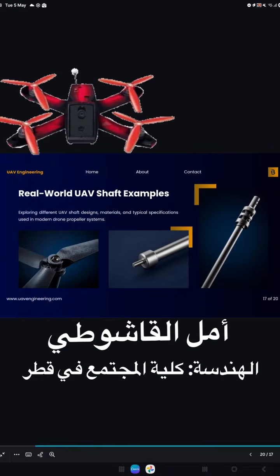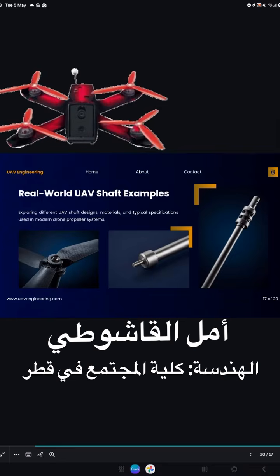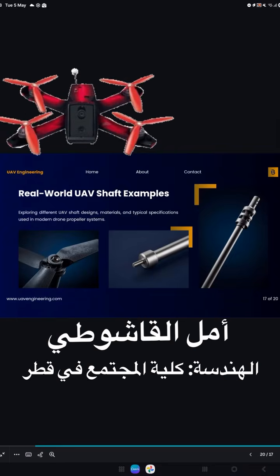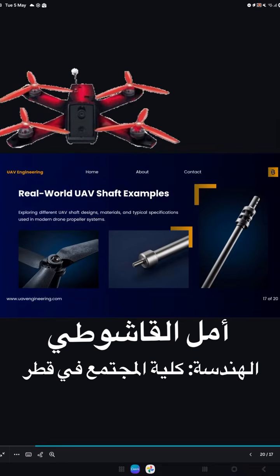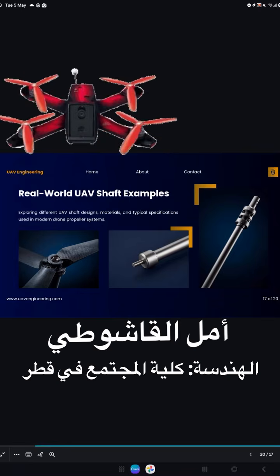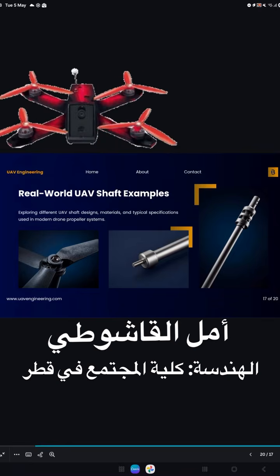Real-world UAV shaft examples. Exploring different UAV shaft designs, materials, and typical specifications used in modern drone propeller systems.